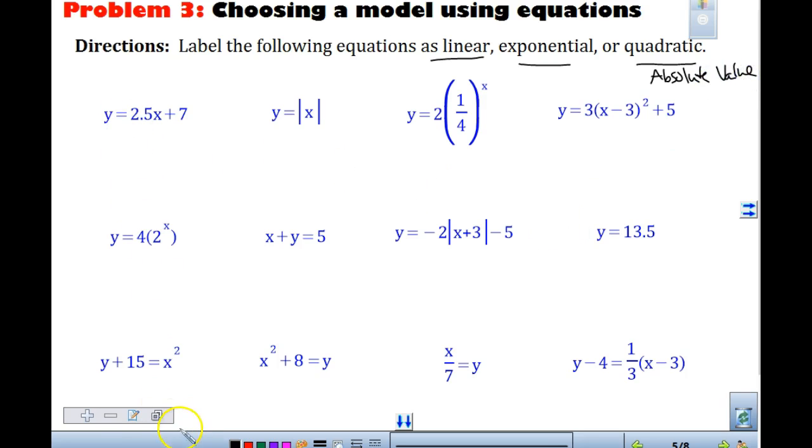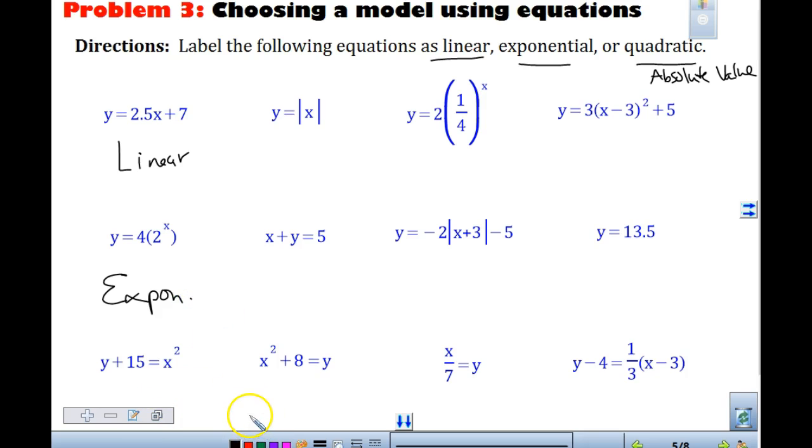So if I'm going down this first column, the first one, y equals 2.5x plus 7, Owen, should be linear. Ryan, the next one. Exponential. I have that x as an exponent. That is the key thing for exponential, right?